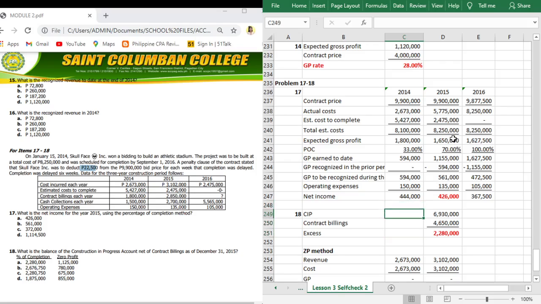For 2014, the CIP is actual cost plus cost incurred plus gross profit earned to date. And then for 2016, still the accumulated cost plus the gross profit earned to date. And then contract billings for 2014, that is 1,800,000. Okay? So pila kaha ang 2016 class since question mark man na dira oh. So sa 2016, the contract billings ang pagkalas magod classings billings man ni diba? So dapat mo total ni siya sa contract price kay paningnan mo ang contract price man atong gipaningil.